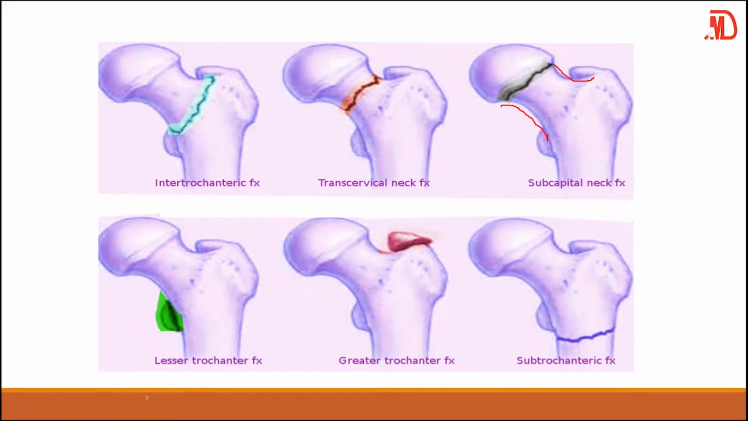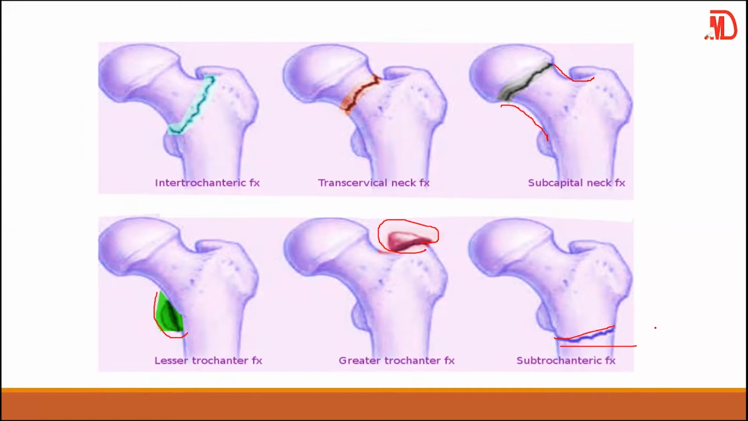Intratrochanteric fracture. Then we can talk about the subtrochanteric fracture. They are all here. Then we have the greater trochanter fracture here, and even the lesser trochanter is also there. So all of these can be described as what?